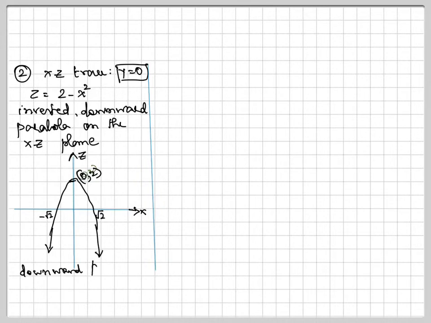This is a downward parabola on the xz plane intersecting the x-axis at square root of 2 and negative square root of 2 on the x-axis. So this is called the xz trace.